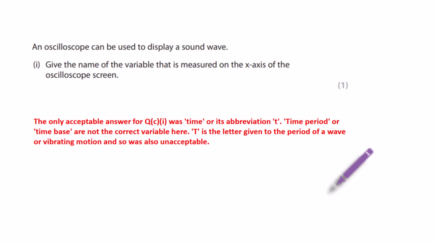An oscilloscope can be used to display a sound. Give the name of the variable that is measured on the x-axis of the oscilloscope screen. Always remember, when you are using an oscilloscope, the y-axis always gives you the voltage and x-axis always, without an exception, gives you the time. The only acceptable answer was time, or its abbreviation t. Time period or time base are not correct variables here. Capital T is the letter given to time period. So capital T is not even acceptable. It has to be small t.